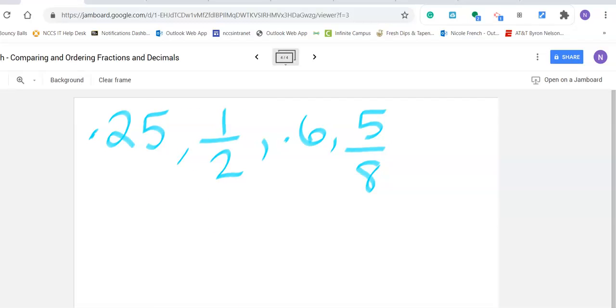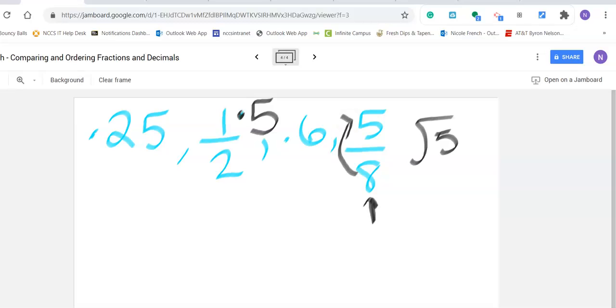All right, so here is a little bit harder. 25 hundredths, 1/2, 6/10, and 5/8. I know that 1/2 is the same as 0.5, so I'm going to put that right there. So I'm going to do it all as decimals because it really only means that I have to change this one. All right, so the bottom goes into the top.